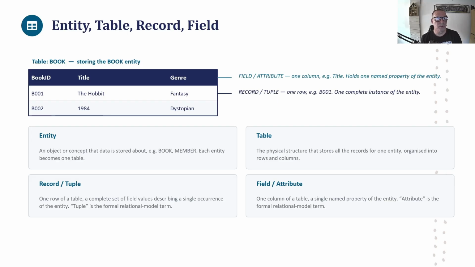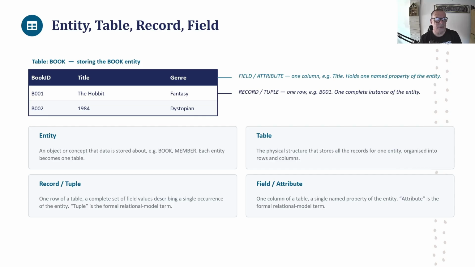So here we have an example with a table called book, and this is the book entity. It's being used to store the data for the book entity. We have a book ID, a title, and a genre. And we can see there that book ID, title, and genre are fields or attributes. They're the columns. And then a row is a record or tuple. So the record with the book ID of B001, that's a single record, and then B002 is another record.